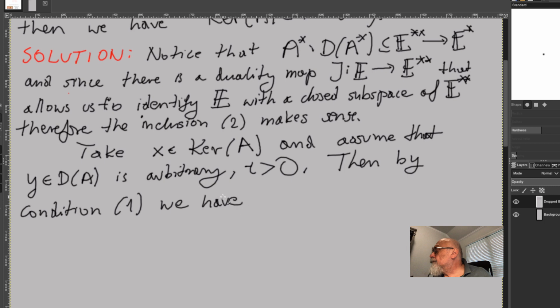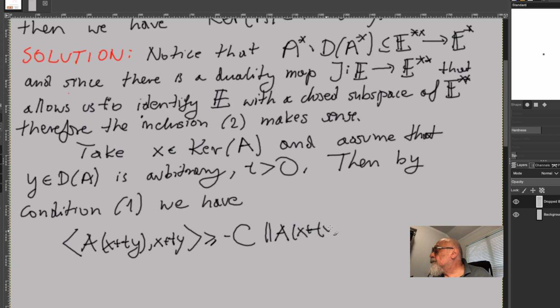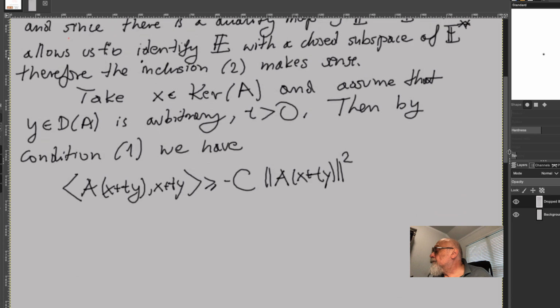And in addition, take t larger than 0. Then, by condition one, we have, and let's write it down, ⟨A(x + ty), x + ty⟩ is larger or equal to minus C times the norm of A(x + ty) squared.